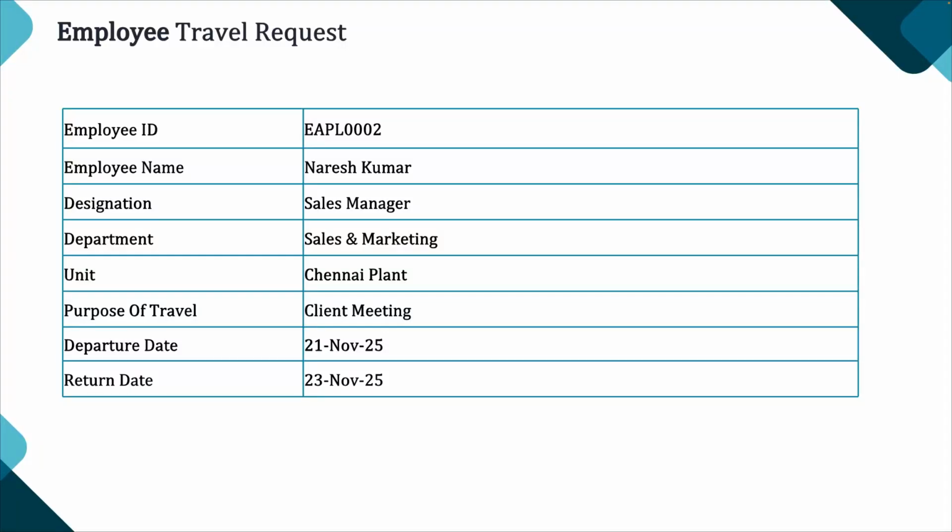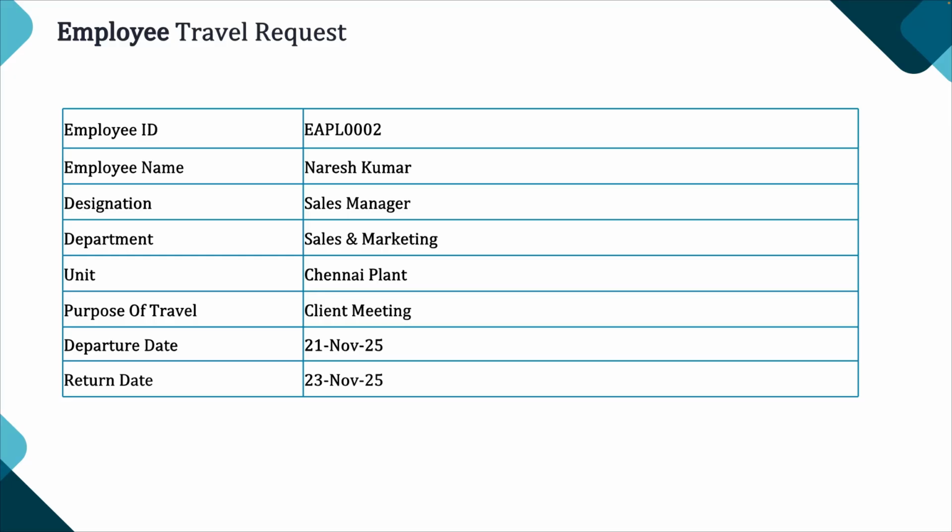In this video, we are going to see how to raise a travel request for an employee in our ERP system. Let us see the details of this travel request. First, the employee ID, next the employee name, next designations, department and unit. Next, the purpose of travel for this particular employee is client meeting.